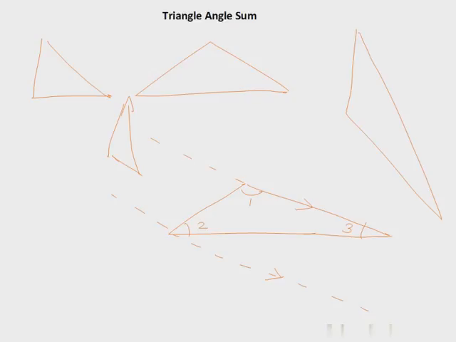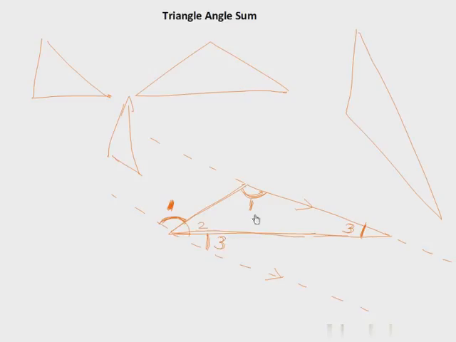Since these two lines are parallel and this side is a transversal, I know that this angle 1 and this angle here are equal. They are alternate angles. They lie between two parallel lines cut by a transversal. So I know that the value of this angle is also the same as angle 1. Similarly, angle 3 and this angle are also cut by this transversal between the two parallel lines. So this angle is also alternate to angle 3 and is also equal to 3.